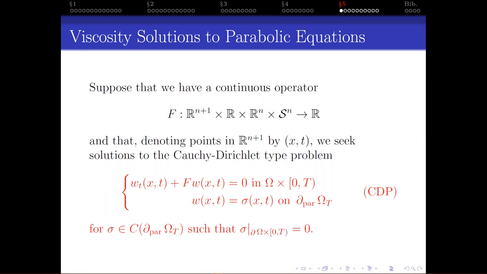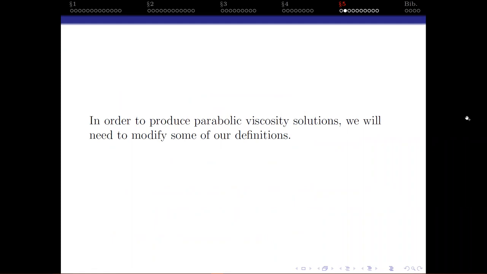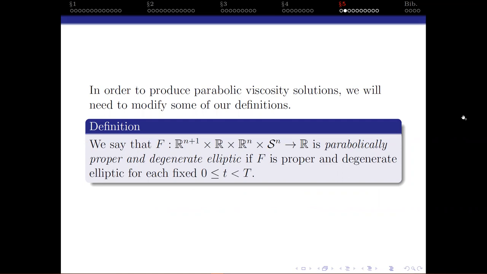So the question is, can we actually do viscosity solutions for this sort of problem? And of course, the answer is yes, because otherwise, why would I be talking to you about it? But we're going to have to modify our definitions. The first one of which is going to be modifying proper and degenerate elliptic. The authors in the user's guide don't use this terminology. I'm going to use it here just to make things a little bit clearer, hopefully.